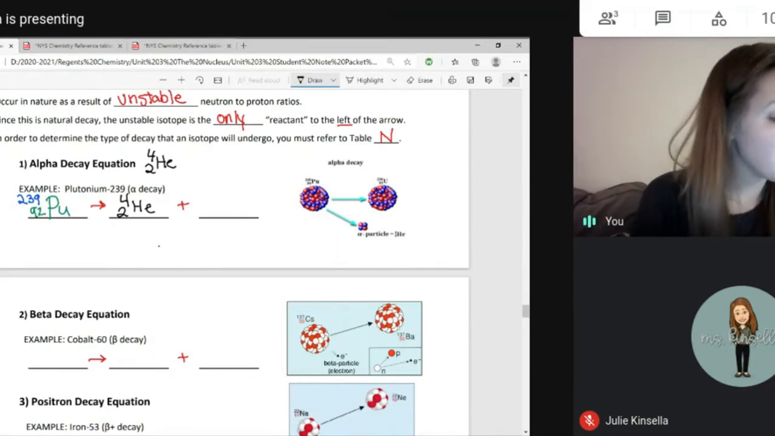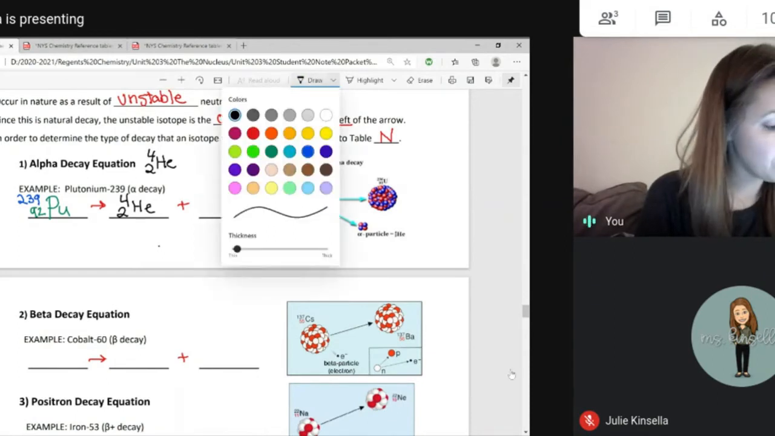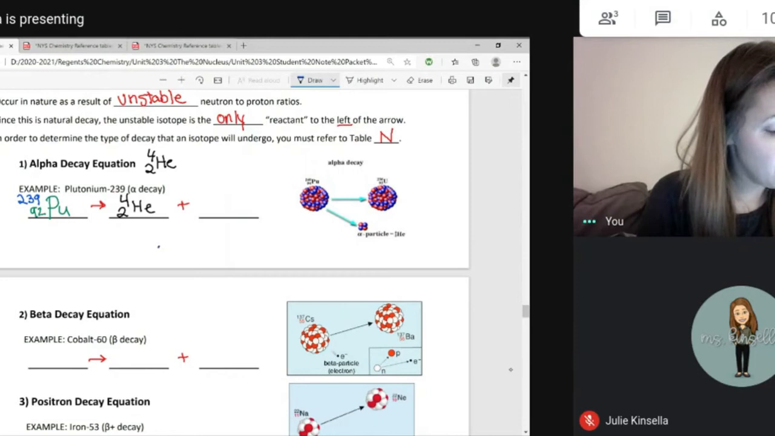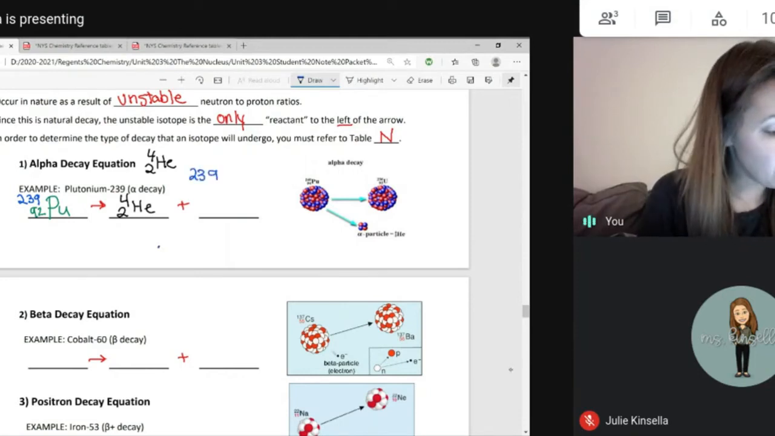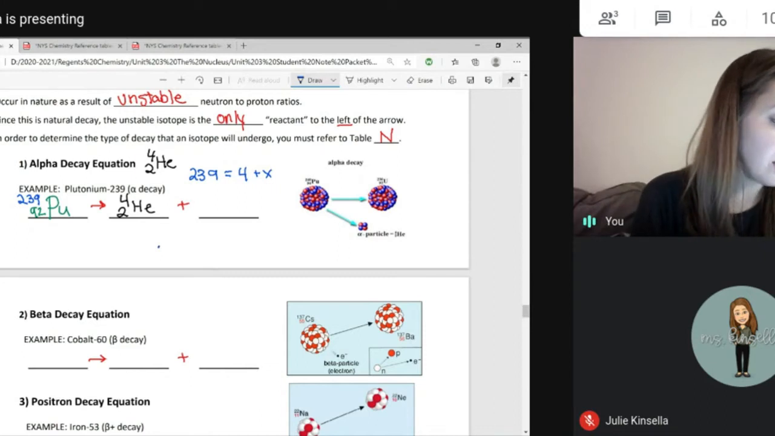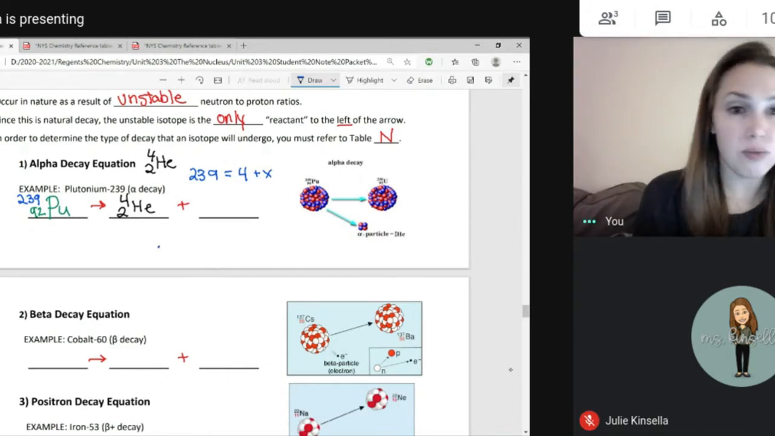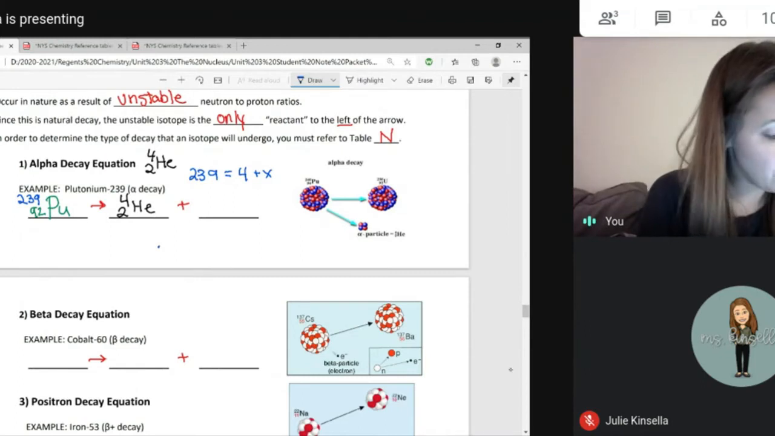Okay. All right, so then I need to do some math here. So I'm going to do the top number first. This top number is going to be 239. So I'm taking what's on the left, then it's my arrow equals 4 plus x. So I know that this number up top has to be able to equal x here. So that means that 239 minus 4 is going to give me 235.